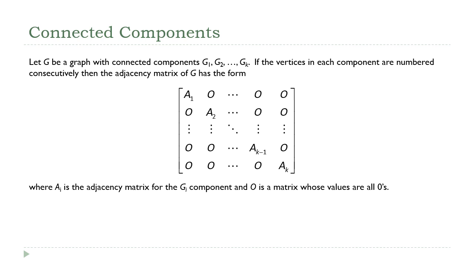It's made up of these big blocks of zeros. That's what the O's represent: a rectangular block whose values are all 0. And down along that main diagonal, you have the adjacency matrices for the individual connected components. This is just how we would say it if we wanted to write it out in a more formal way. I'm not going to go through all the steps of proving this. I encourage you to do it yourself. I walked through the reasoning on the previous slide, so hopefully you can see what's going on here.